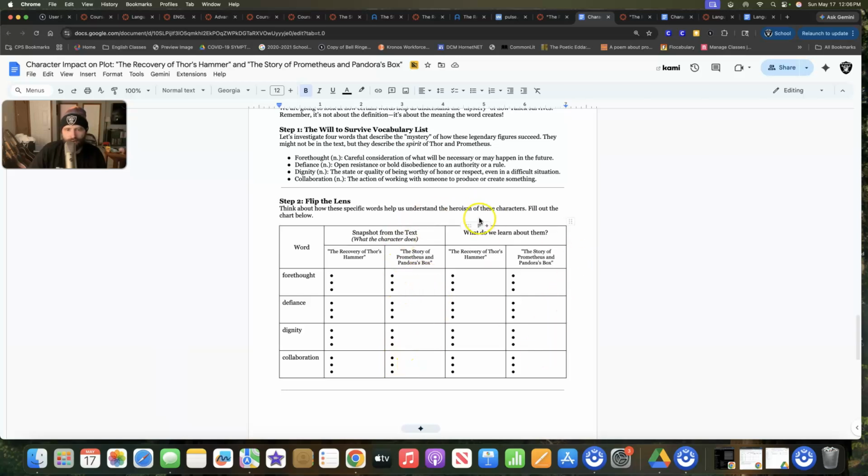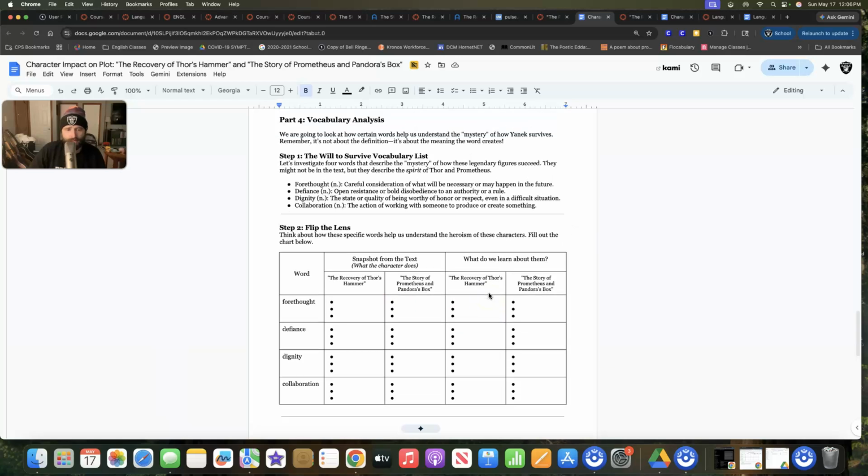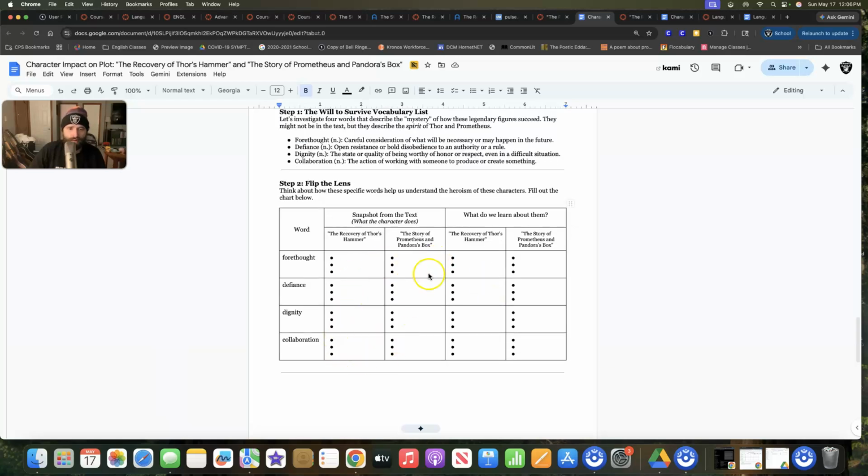And then we come over here and we just have, what do we learn about Thor? Because, like, let's say Thor killed a lion. What do we learn about Thor killing a lion? Prometheus created the heavens and the earth. What do we learn about Prometheus for doing that? Neither of those are necessarily true, although I'm sure Thor killed a lion. But what do we learn about those characters based on those things? So three in each section that we learn about the characters.